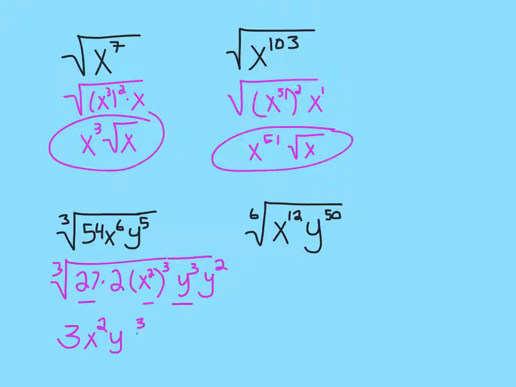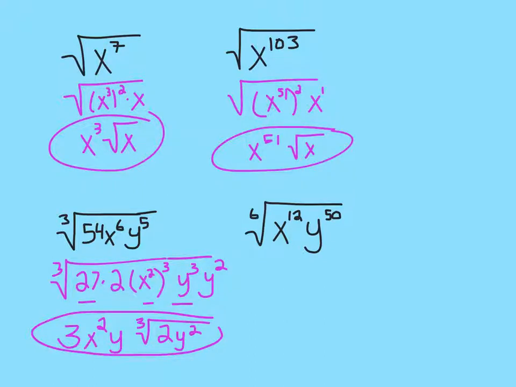When I write my radical, I have to remember the index. This is very important and frequently forgotten. And I still have factors of 2y squared left inside. So here's my answer: 3x squared y times the cube root of 2y squared.